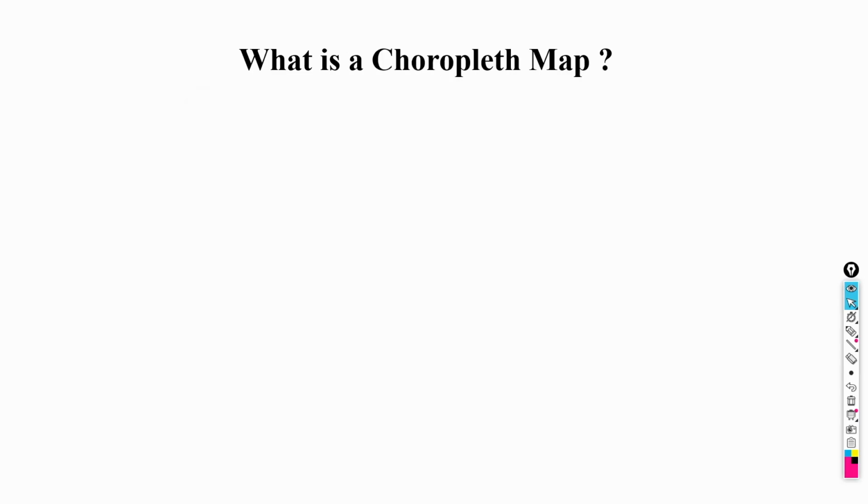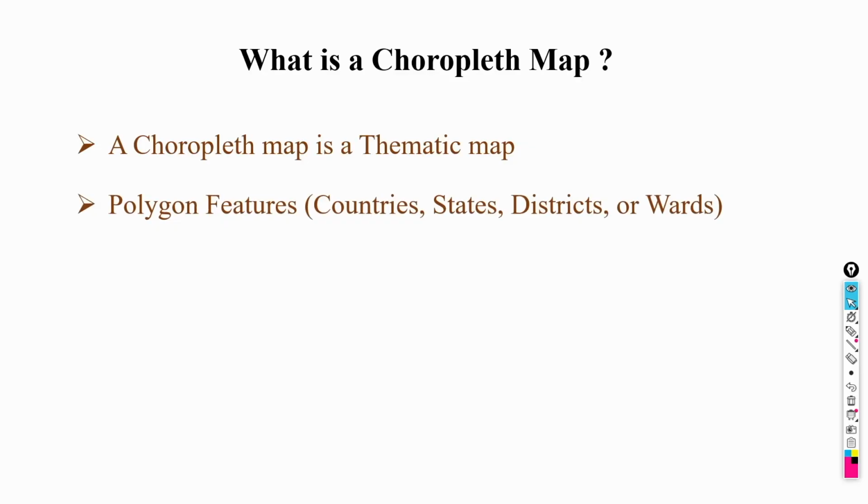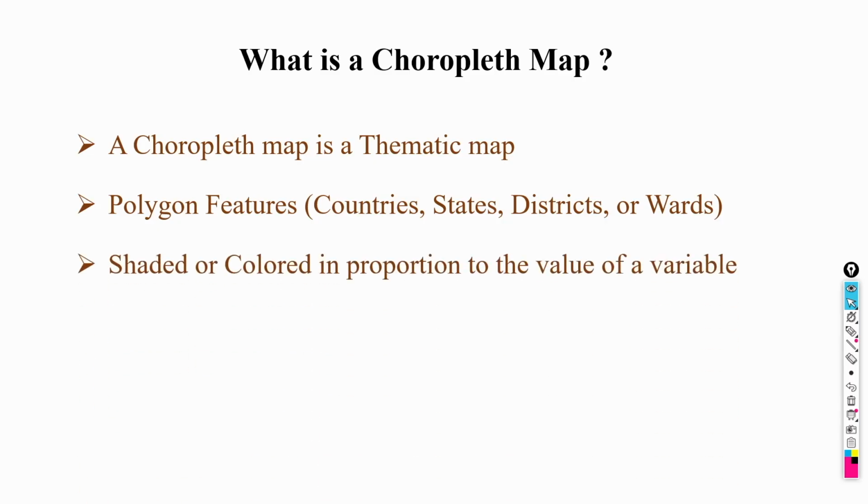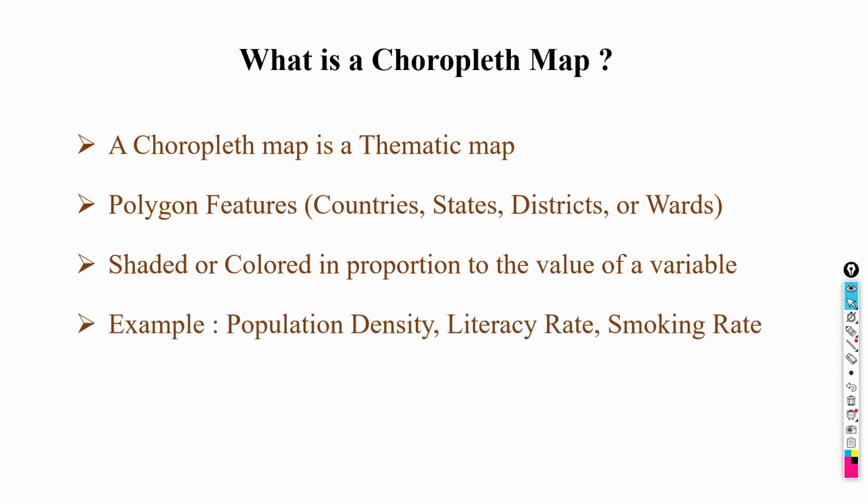Now the next case, the Choropleth map. So what is this Choropleth map? A Choropleth map is a basic thematic map in which we generally use polygons. The polygon features are represented in a nice way for some kind of understanding, and we will see what kind of understanding it is. The values of the polygons are shaded in terms of proportions. A good example is your population density.